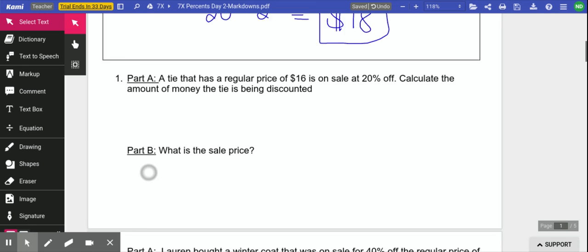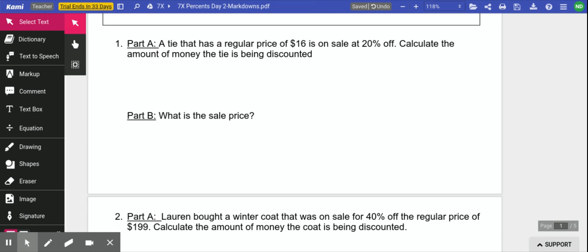Okay, let's try number 1. Number 1 is broken up into 2 parts. Basically, I broke it into the 2 steps that we have to follow in order to calculate the sale price of an item. So part A says, a tie that has a regular price of $16 is on sale at 20% off. Calculate the amount of money that the tie is being discounted.